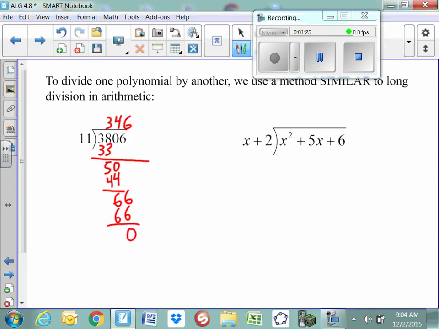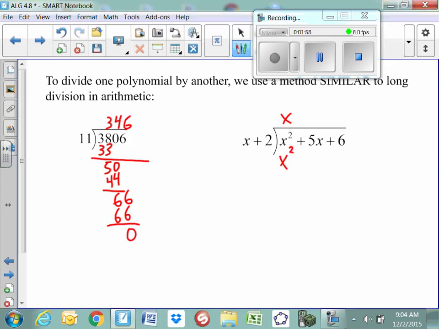The biggest difference is we're not going to ask the question, how many times does x plus 2 go into the entire thing? We're just going to look at the leading terms. We're going to look at the highest degree term in my divisor, which is the x, and the highest degree term in my dividend, the thing that's being divided into, which is my x squared. So I'm going to say, how many times does x go into x squared? Well, it goes in x times, right? Because x times x would be x squared.